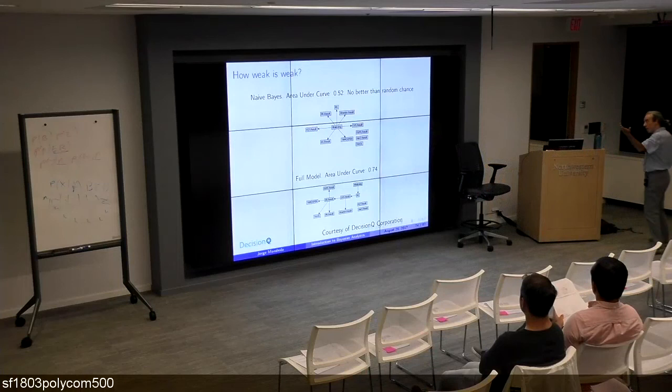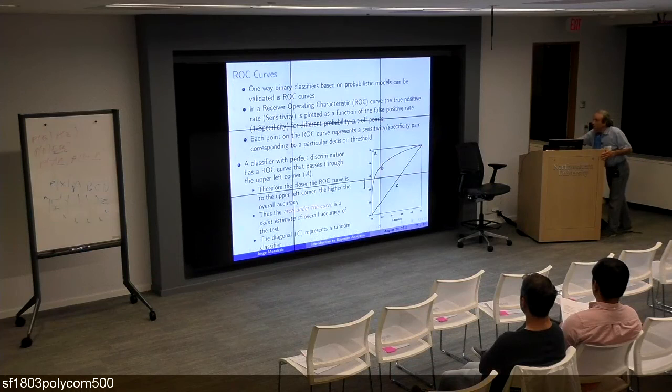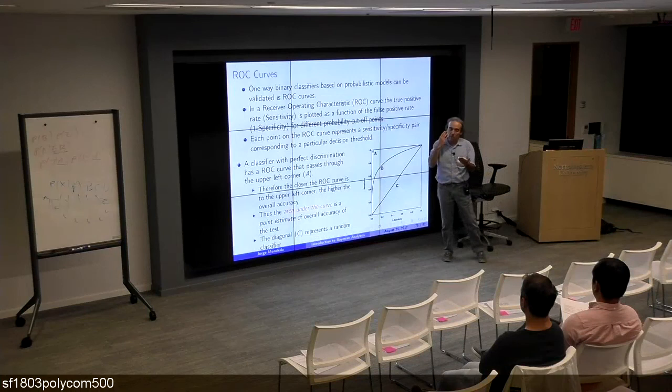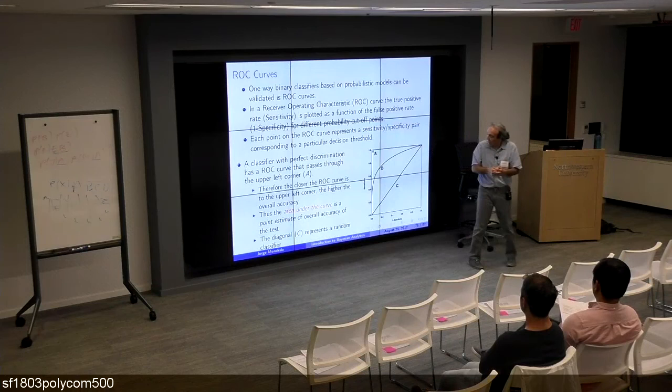So what does area under the curve mean? Basically, what does this number mean? Well, one nice thing about probabilistic models is that they don't just give me a prediction. They give me a prediction and a probability of that prediction. That allows me to sort my predictions by how confident I am.